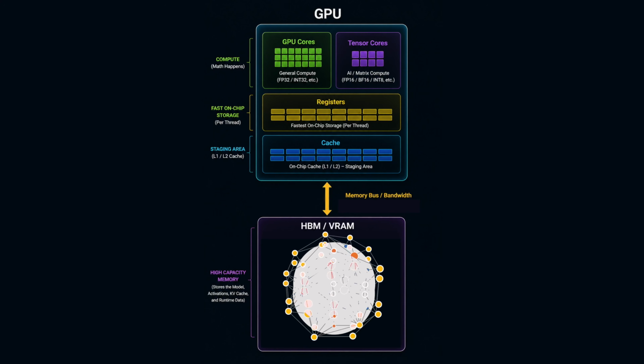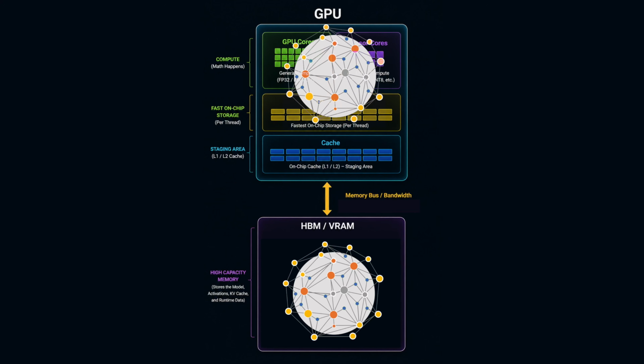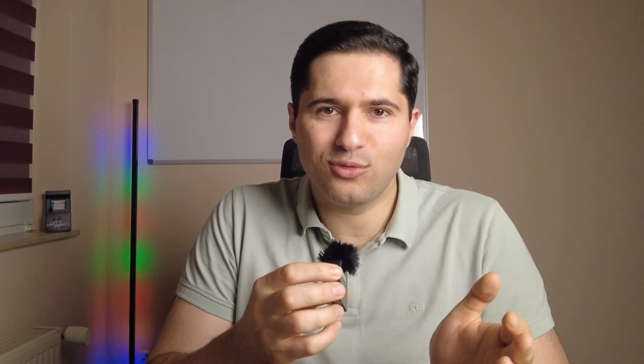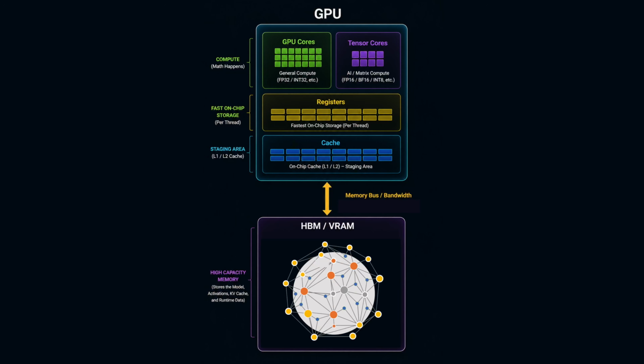For example, during inference, the GPU does not load the entire model into the compute units at once. That would be impossible. Instead, the parameters sit in GPU memory and the hardware reads chunks of them layer by layer. The compute units work on small tiles of data. Those tiles move from GPU memory into cache, then into faster on-chip storage, then into registers where the actual computation happens.